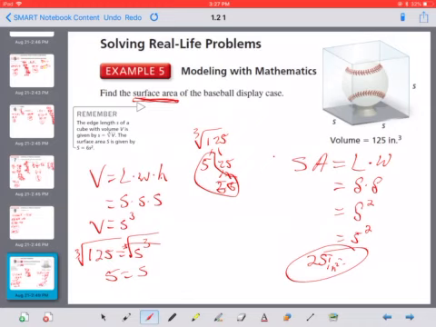Okay. So the whole point of this section is about cube rooting. That's what you're going to do. You're going to do cube roots in order to solve problems. So work on those cube roots.